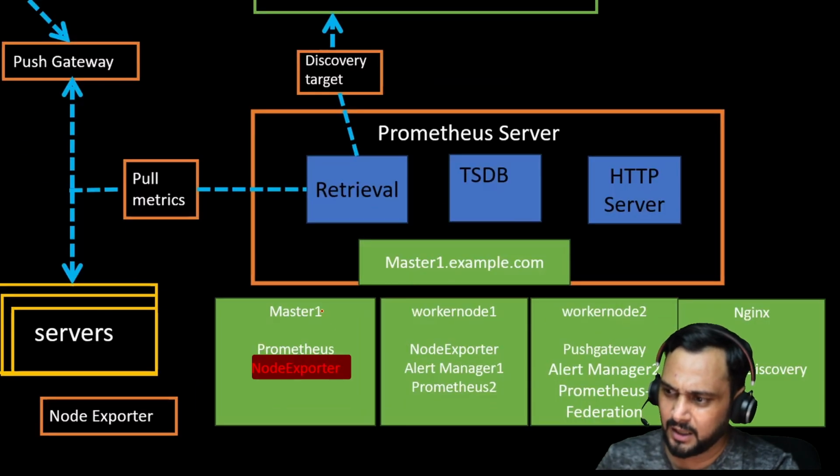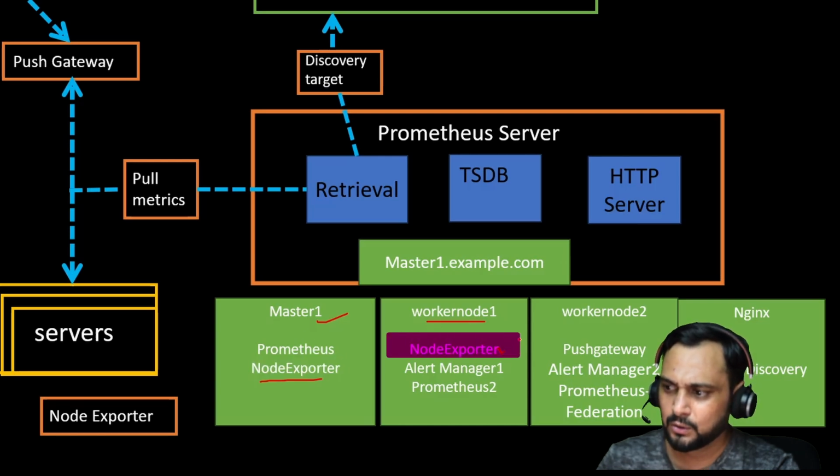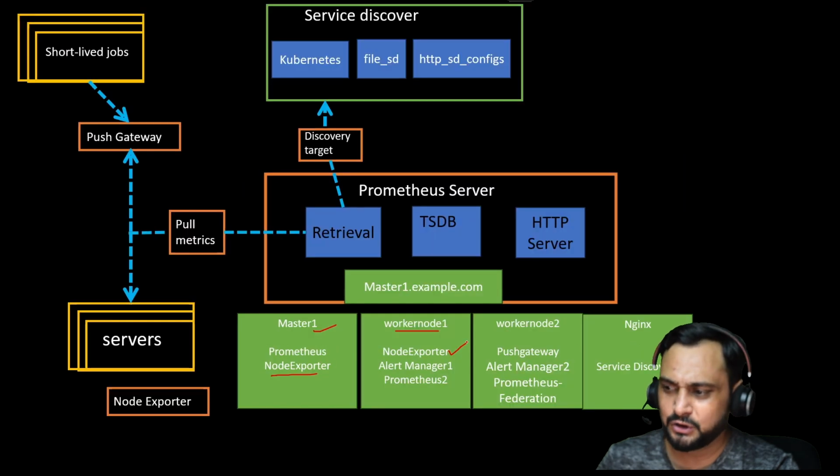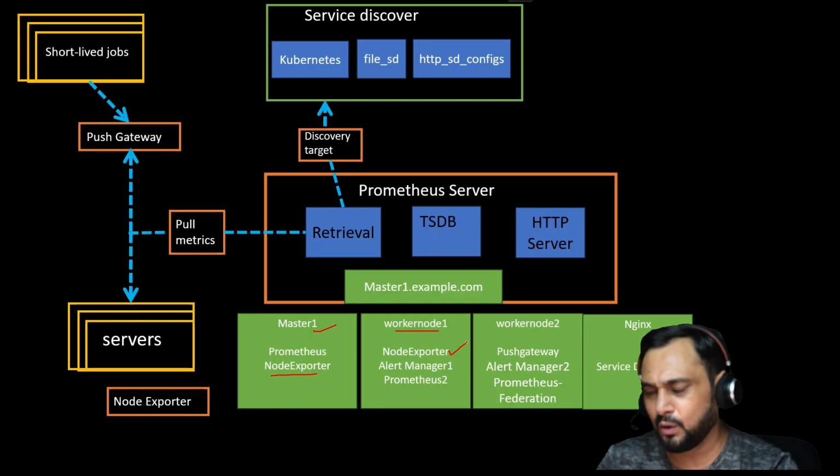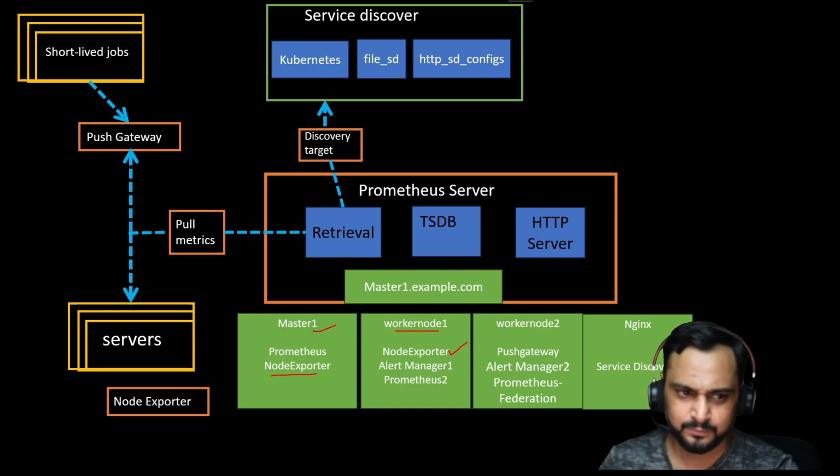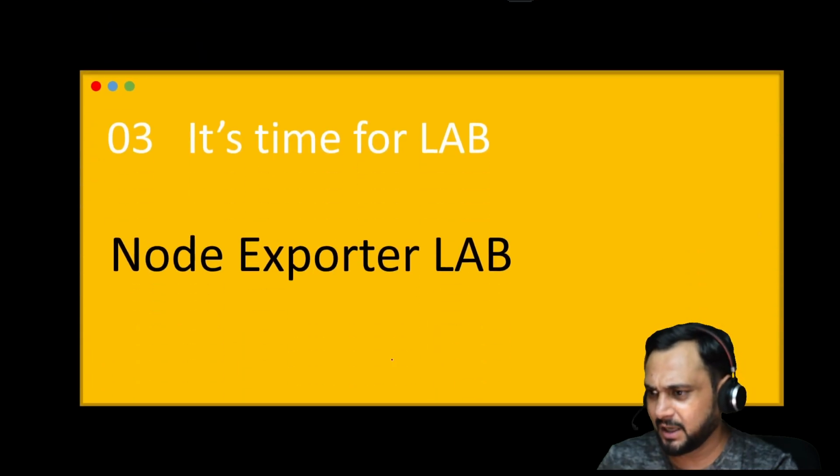And here, as you can see, I am going to install this node exporter on the master node and on worker node 1, so that I can show you how we can add multiple node exporter packages on different nodes one by one. So let's proceed with the lab. I believe the next slide is the lab. Yes, this is for the lab.